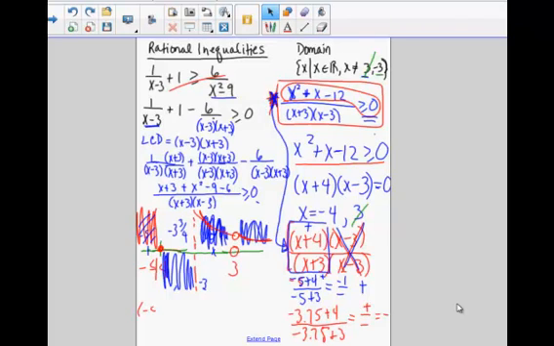So it would still be negative infinity to negative 4 with a square bracket because it's included. And then it would still start at negative 3 with round brackets because it's an asymptote. You can't include it. And it would have to stop at 3 because 3 is a hole. So there is no y value there. So you can't say it's going to exist. And then you jump over that hole and you go on to infinity.